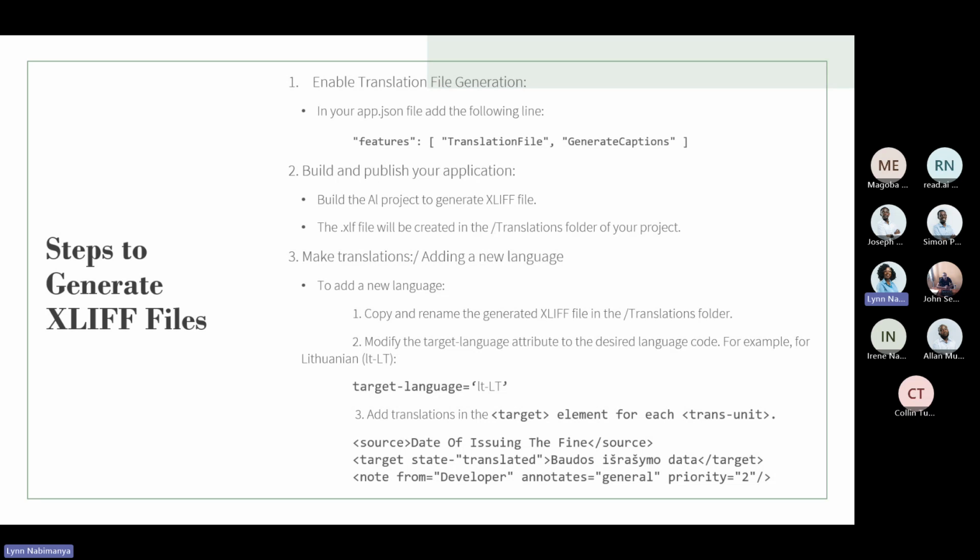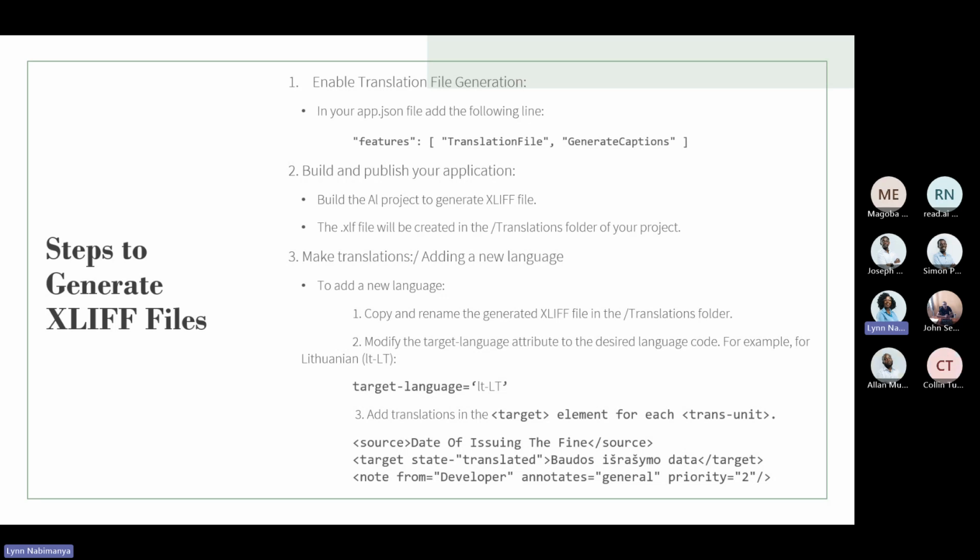Now, we need to add a new language. So when we want to add a new language, we copy and generate an XLIFF file in the translation folder. Remember, the translations folder has been created once we build with the other property enabled. And then we modify the target language attribute to the desired language. So for example, this is a language called Lithuanian. So that is the language.